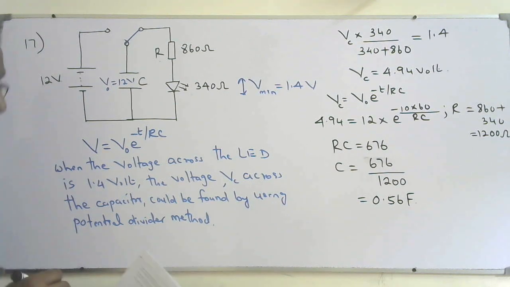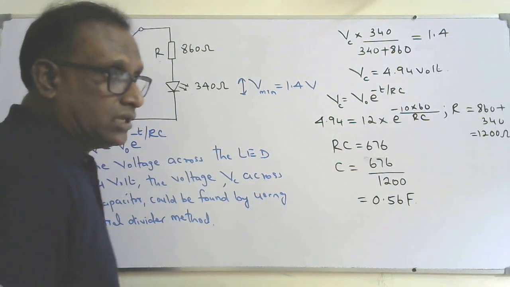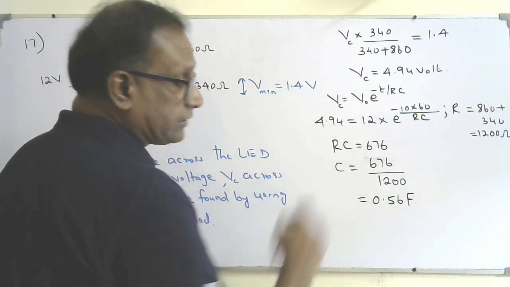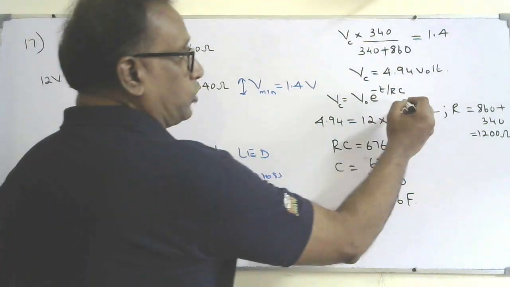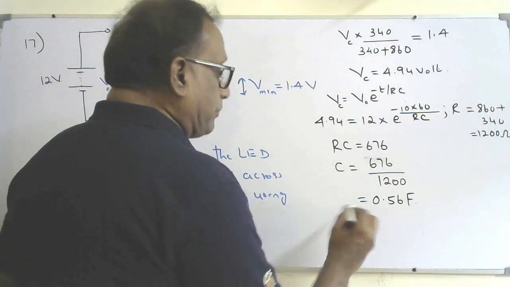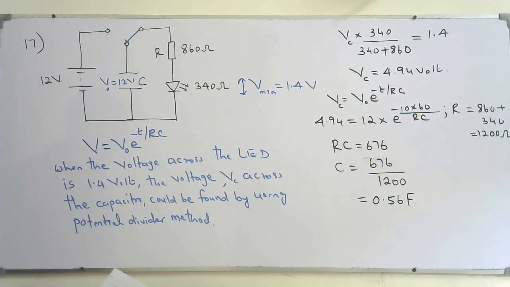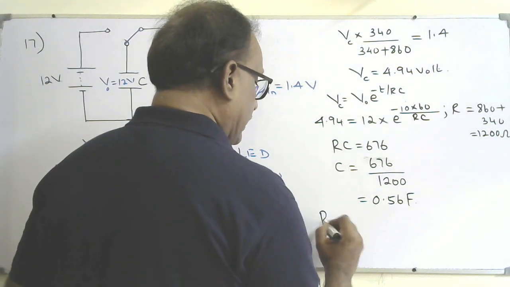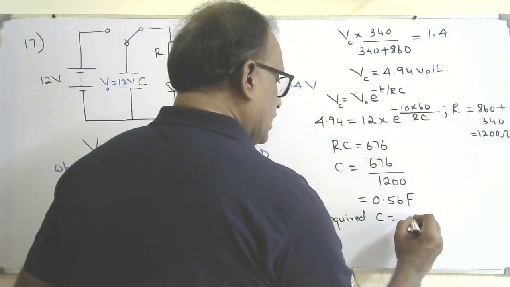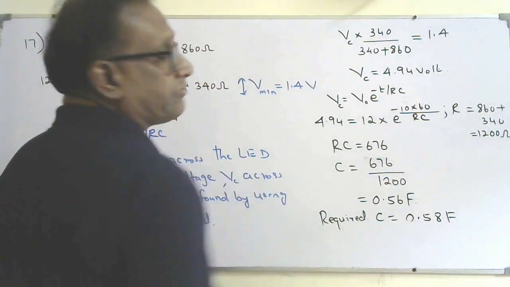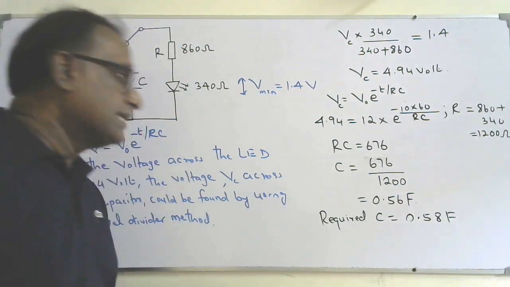But we know the time should be not less than 10 minutes. So time not less than 10 minutes means the capacitance should be more than this value, because I took this value 0.56 when the time is equal to 10 minutes. But the time should be more than 10 minutes, which means if the numerator increases, the denominator should increase. So the acceptable value from the given values should be more than 0.56. So we can say 0.58 farad. The required capacitance is 0.58 farad, because 0.56 is not given in the combinations. So 0.58 farad, little more than this much. That's the answer.